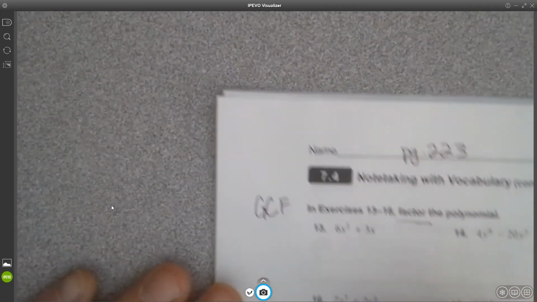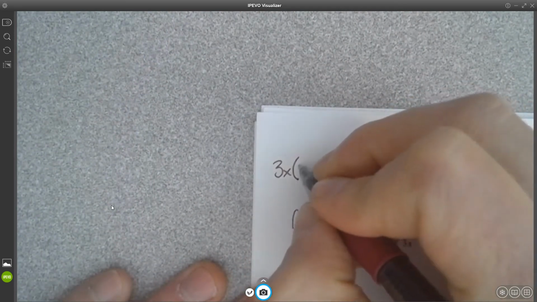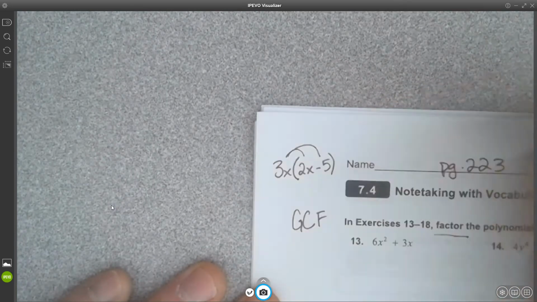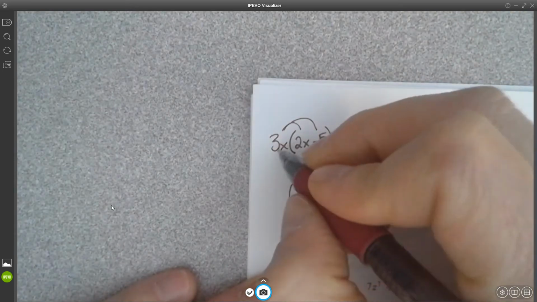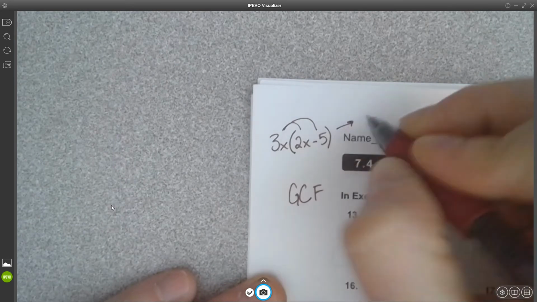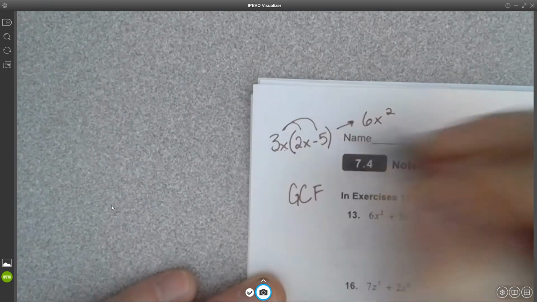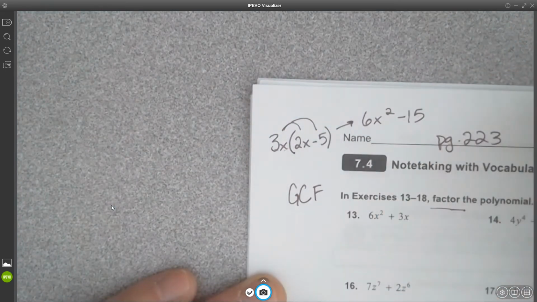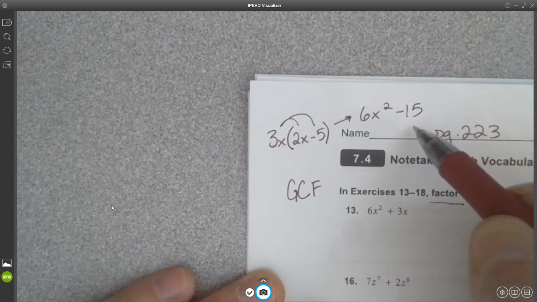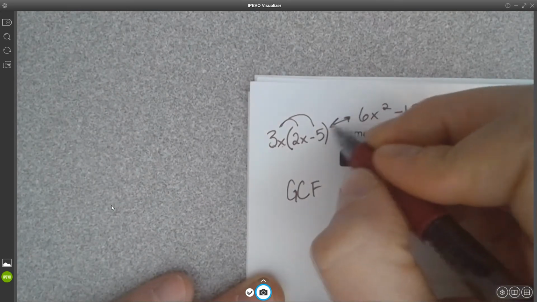You know how to do the distributive property, which if I had something like this, 3x times 2x minus 5, I would multiply into both terms and distribute. 3x times 2x, 3 times 2 is 6, x times x is x squared, 3x times negative 5 is negative 15. You already know how to distribute and end up here at the polynomial. But what we're going to talk about in this section is how do we go the other way.